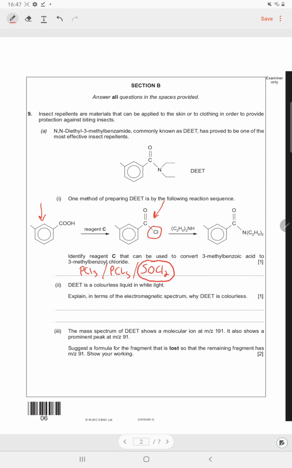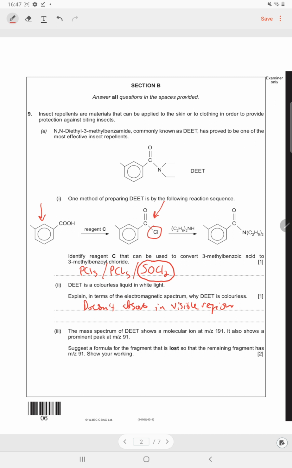Right, DEET is a colourless liquid in white light. So why is it colourless in white light? Because it doesn't absorb in the visible region. Bit of physics coming at you there. So all wavelengths are transmitted.